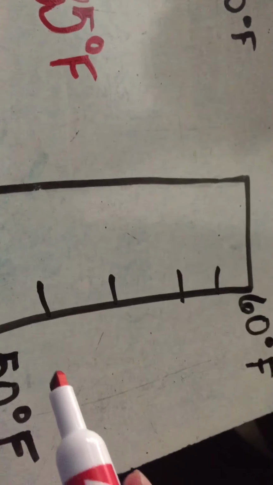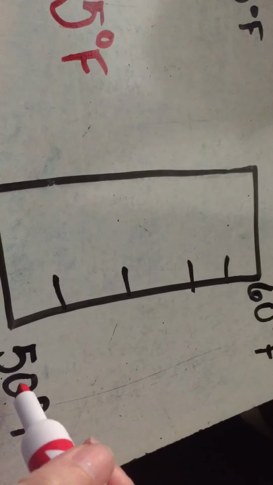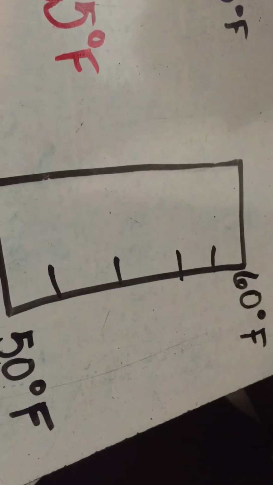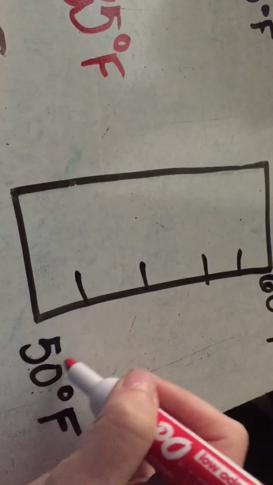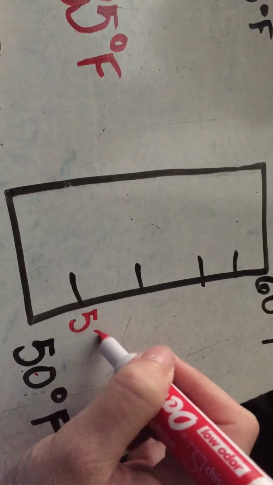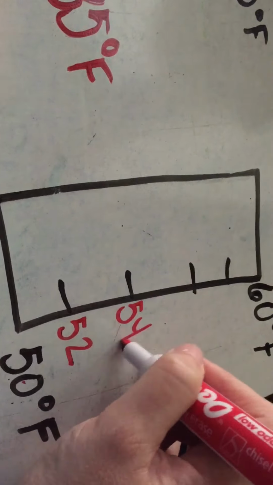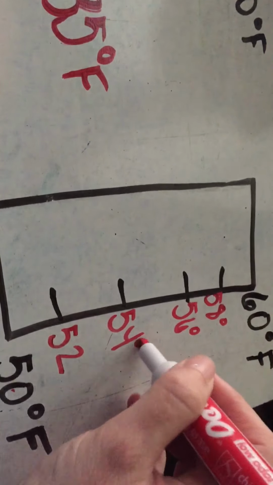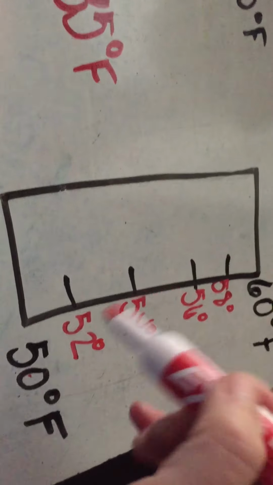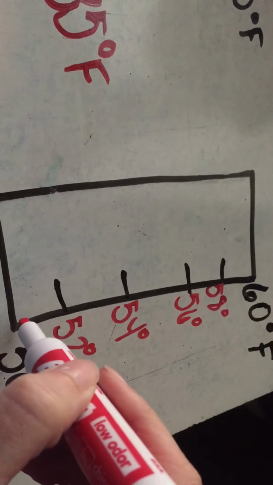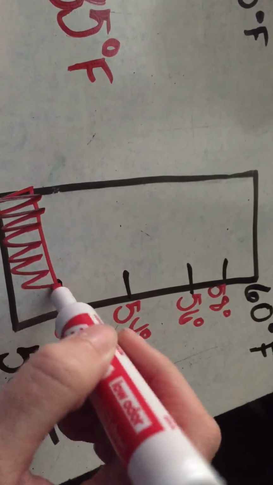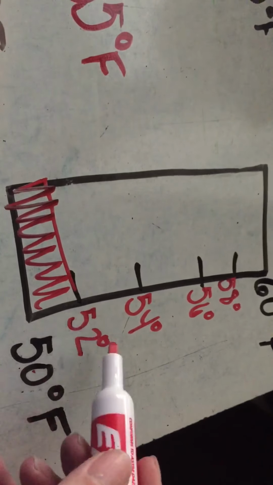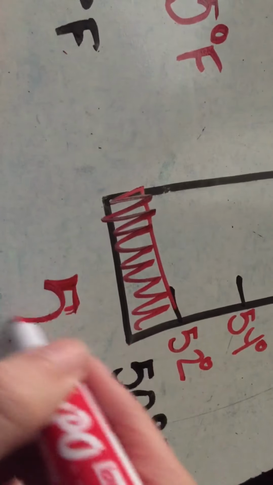Let's look here. Let's first go ahead and just label it. What two numbers is it going to be between? 50 and 60. Good. So I'm going to start with 50 and I'll work my way up. 52, 54, 56, 58. Go back and add my little degrees. It's 52 degrees Fahrenheit. Great job.